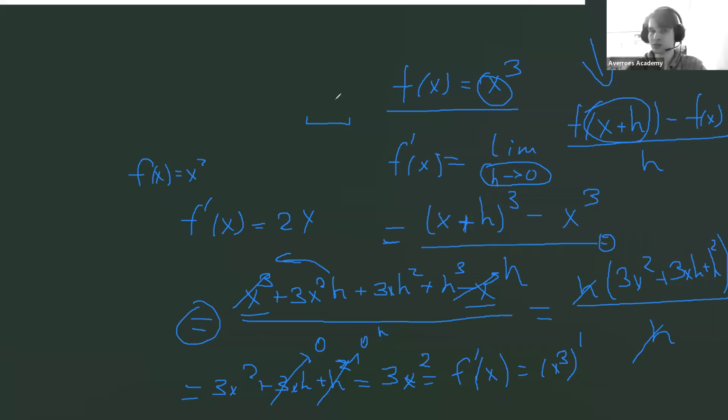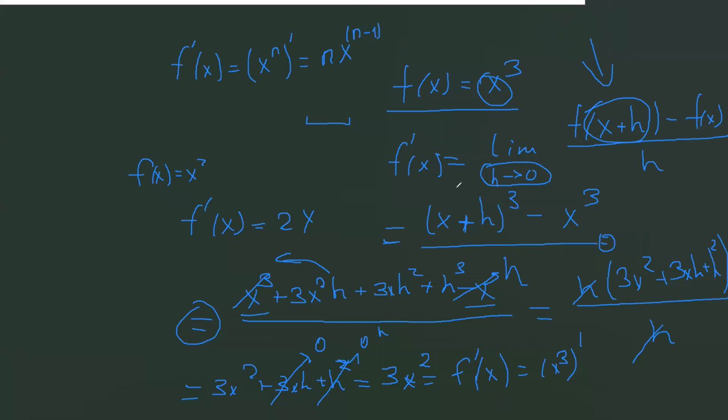If you keep doing this with every following power of x, you're going to see the pattern. I was sensing a pattern here. The pattern would be that the derivative of f of x, when x is to the power n, is going to be equal to n times x to the power n minus 1. And this is the power rule of derivatives. For any function where you have x to some power, you can define the derivative in this way.